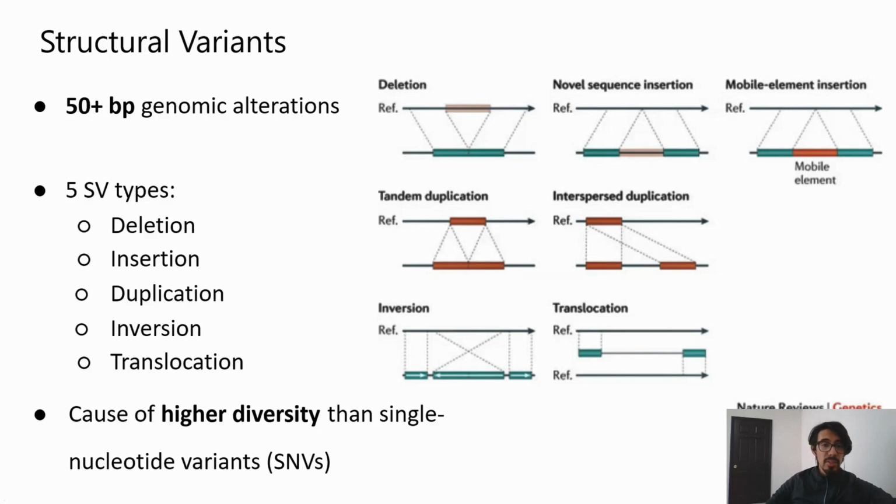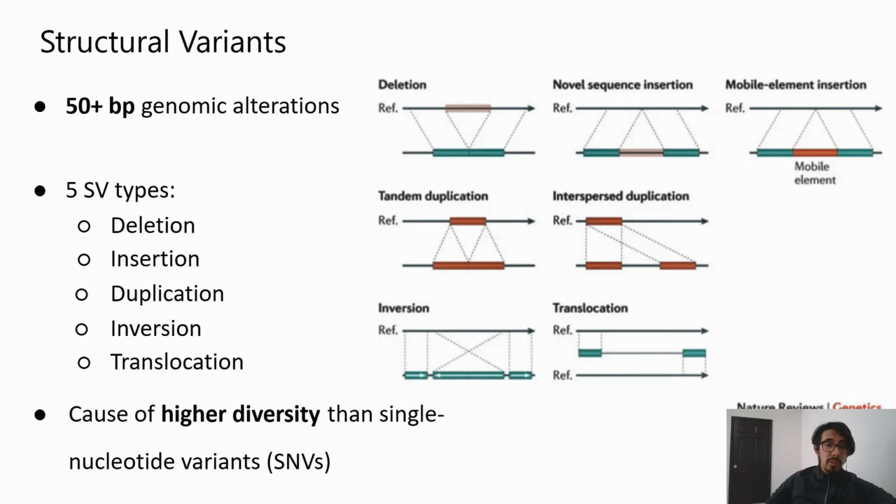For the case of inversions, the sequence is not changed, but some part will be in an inverted orientation when we compare it to the reference. And finally, for translocation, part of the sequence will map to a portion of one chromosome of the reference, while another part will map to another chromosome of the reference.